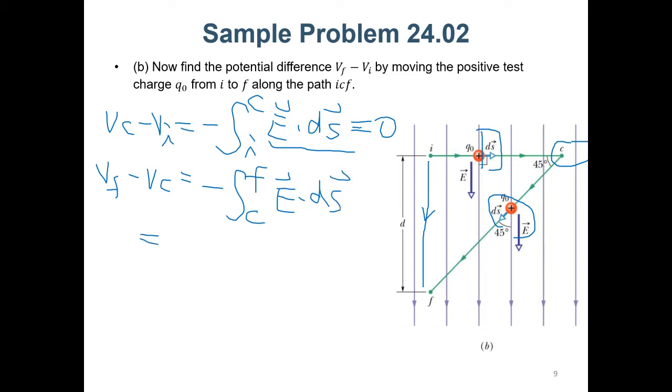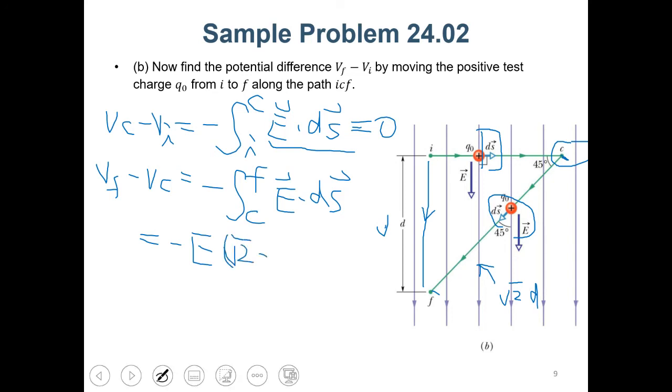So E is still E, and for ds, the total distance moving from C to F should be square root of 2 d, because this is 45 degrees. So this side and this side should be the same. So this is d, this is also d, and then you use the Pythagorean theorem. So you know that this side should be square root of 2 d. But don't forget the term for the inner product. You need to have E times this one times cosine theta. Cosine 45 degrees is square root of 2 over 2. So finally it will become minus Ed.